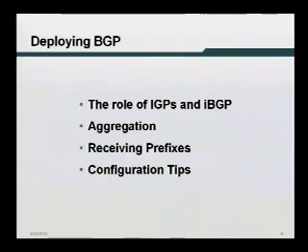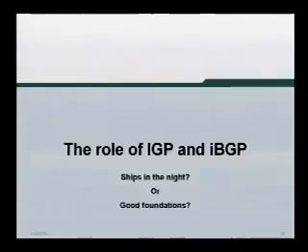The first one, the role of IGPs and IBGP. They are different things, even though sometimes I have people telling me that, well, you know, you can use IBGP to do what an IGP does. Going to cover aggregation. Aggregation's pretty important, so I'll cover that one in reasonable depth. How we go about receiving prefixes in our network, because again, that's a lot more complicated than it should appear. And then we'll finish off just with some configuration tips and some things to think about.